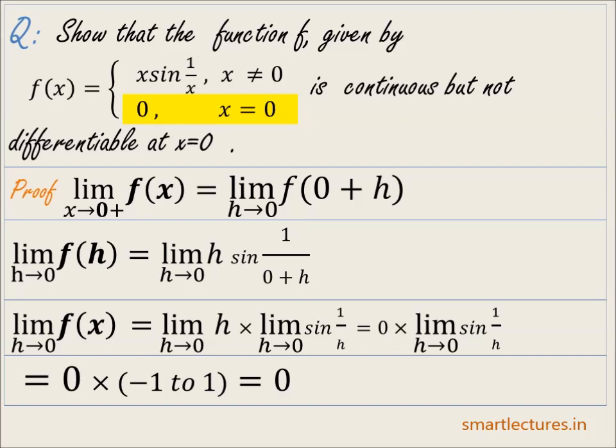And also, as per the definition of the given function, f of x is equal to 0 when x is equal to 0. So its left hand limit, right hand limit, and the value of the function at x equal to 0 are all equal to 0. So that means the given function f of x is continuous at x equal to 0.